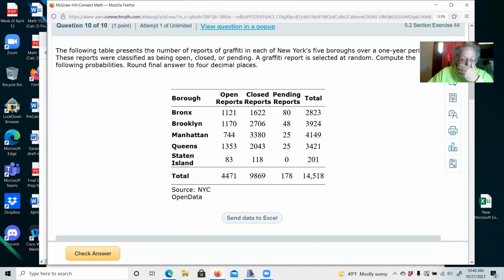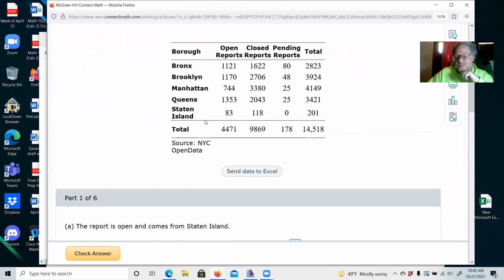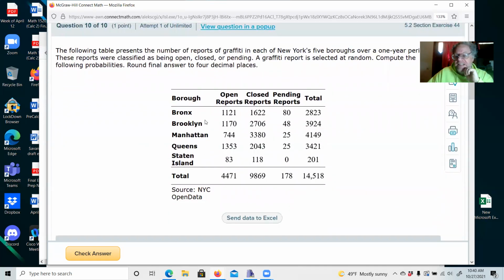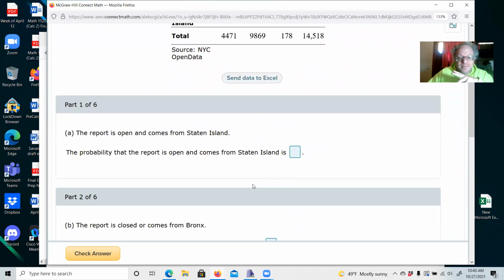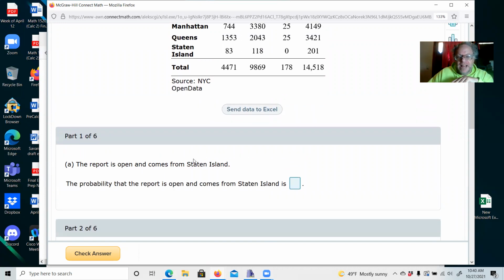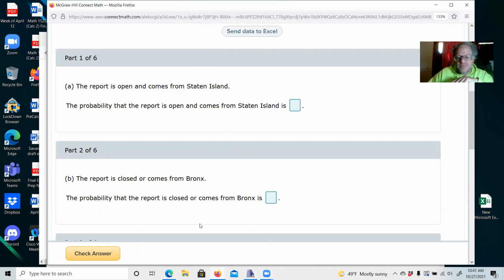Okay. So we have the following table, which represents the number of reports of graffiti in each of New York's 5 boroughs over a 1-year period. So we're going to refer to this table every time. Okay, and I've got a problem that's very similar to this for your quiz. I like tables because you can see everything that you would like to see for it. All right. So what is the probability the report is open and comes from Staten Island?